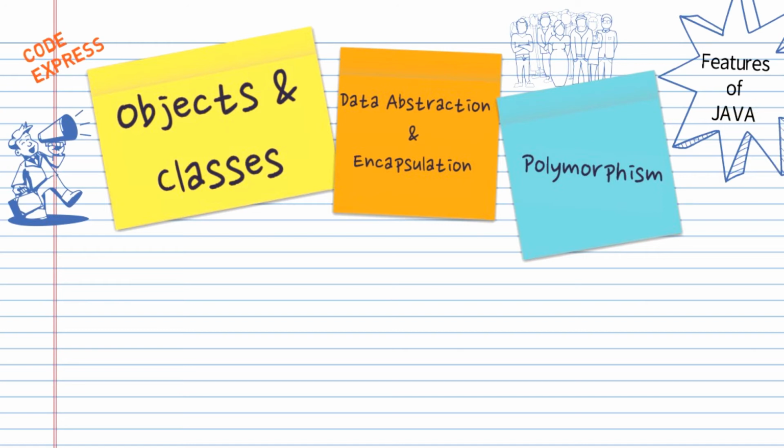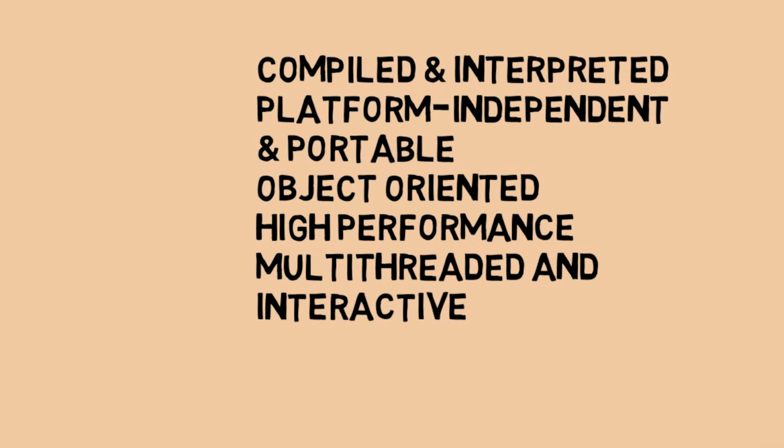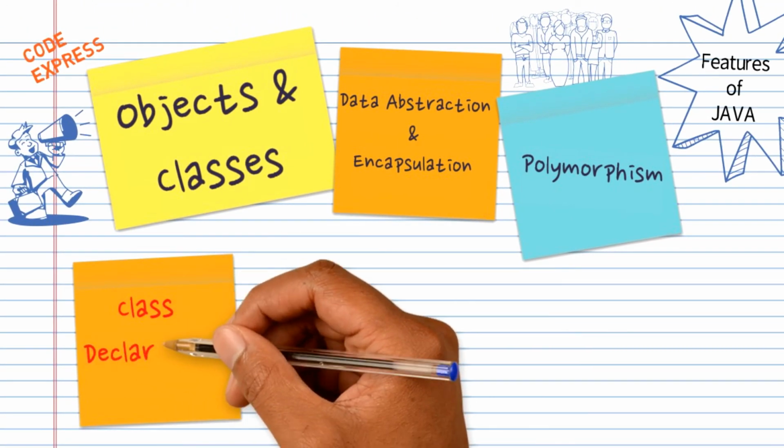So now we will be talking about some features of Java. What are the features that Java provides, or how is Java better than other languages? The basic feature that Java provides is that it is a compiled and interpreted language. We also say that Java is write once and run anywhere. It is platform independent, object oriented, high performance, multi-threaded, as well as an interactive programming language. We call it a compiled and interpreted language because of its intermediate byte code.